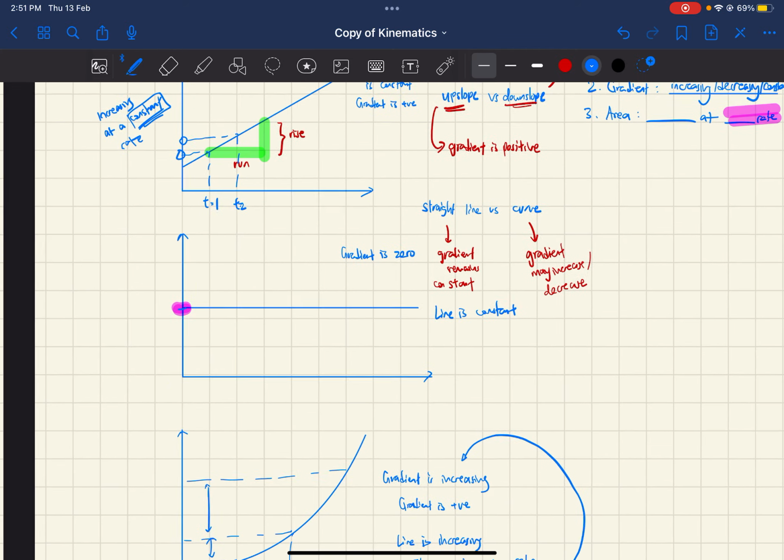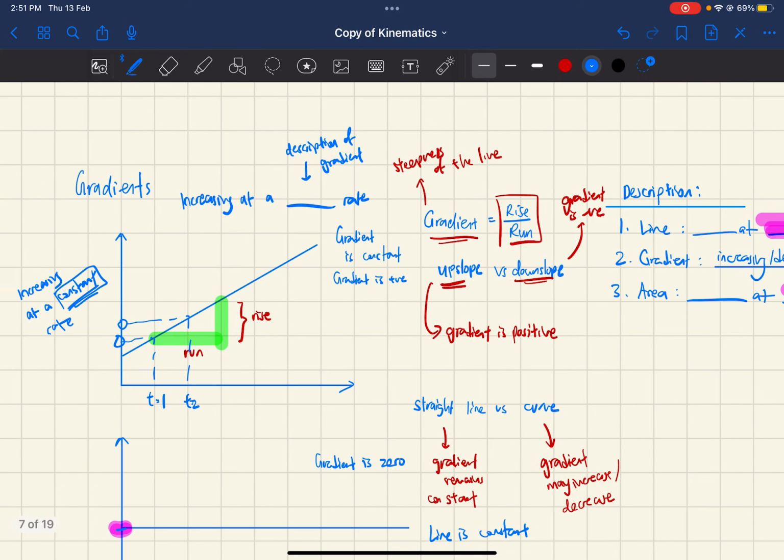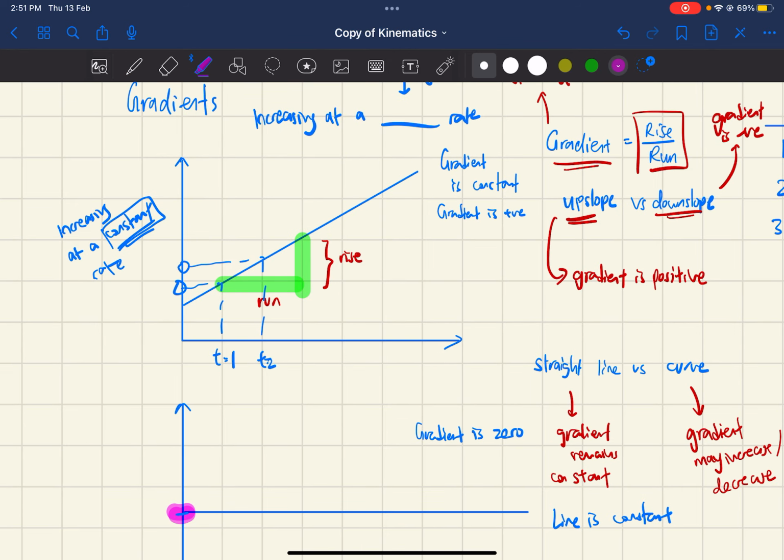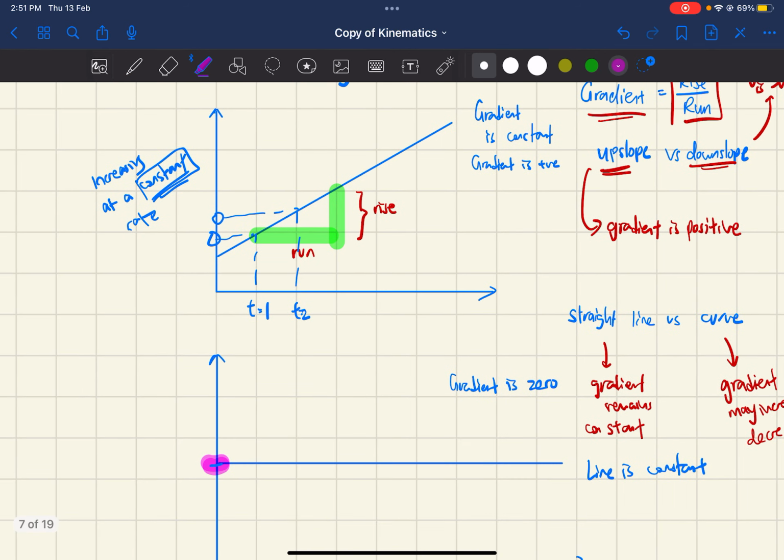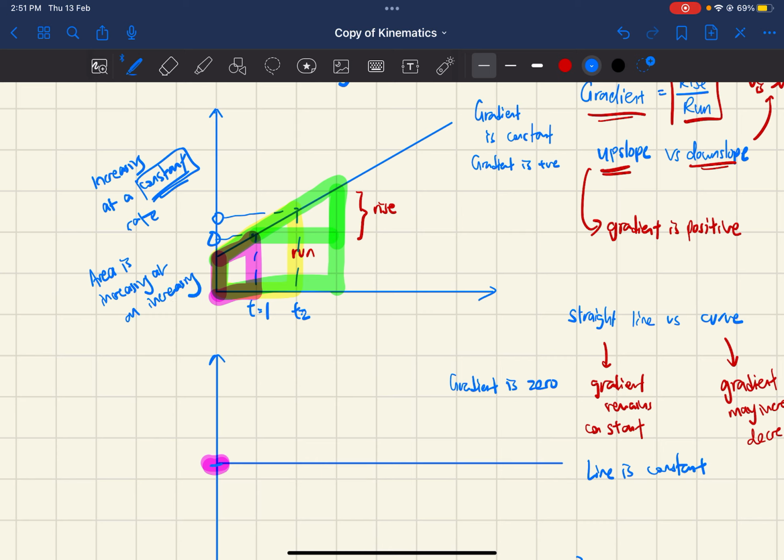So last description that I'll be going through today is your area. For your area under the graph, think of it this way. Let's say I got t equals to 1. My area under the graph will be this portion. And then for t equals to 2, my area under the graph will be this portion. And then for t equals to 3, my area under the graph will be this entire portion over here. So for this graph, the area is actually increasing at an increasing rate. Whenever you have a graph that is upsloping, your area will be increasing at an increasing rate.